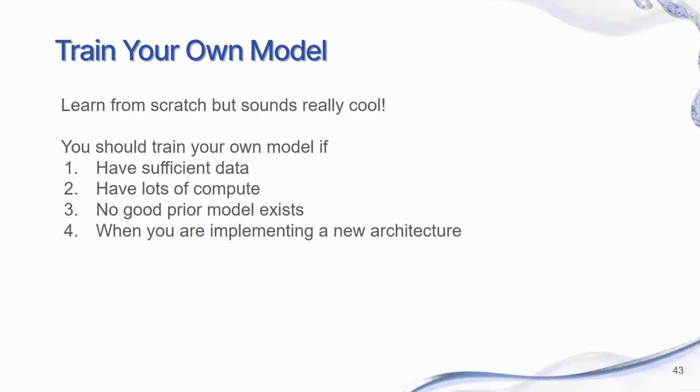And then there's also no good prior model that exists. That basically means that no other existing model could deal with your data somehow, which is generally not the case, right? And the fourth thing is that when you're implementing a new architecture, of course, you have to train everything from scratch to see the performance, because there's no pre-existing model built for you. So you probably have to start from scratch, well, if you want to implement your own architecture for sure.